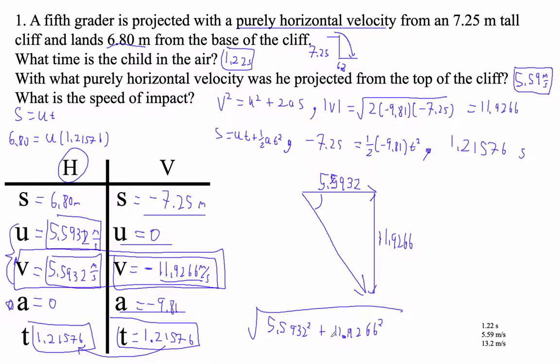I'm using the up arrow on my calculator. I'm too lazy to type all those numbers in. Plus this guy squared. I'm getting 13.173. So the speed is going to be 13.2 meters per second. Now I could find that angle over here, but it's not asking me for that. It's just asking for the speed of impact. How fast is it going? That's going to be this hypotenuse. It's not this one, it's not this one. It's just the magnitude of it. The magnitude is 13.2 meters per second.